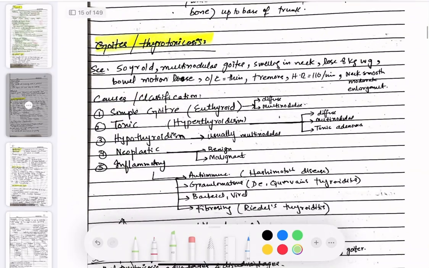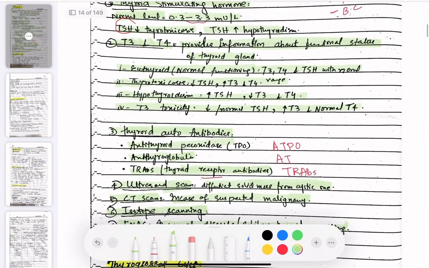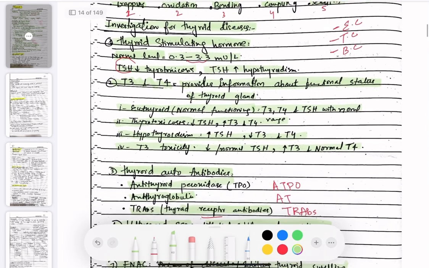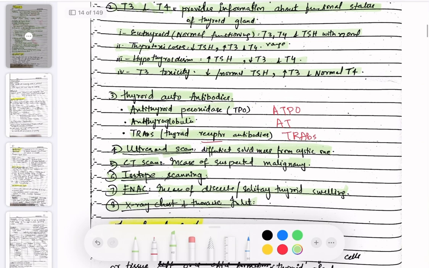Okay, now what is thyroglossal cyst? We should remember this: what is euthyroid, what is thyrotoxicosis, what is hypothyroidism, and what is T3 toxicity, and what are the investigations that are done for the thyroid. These are thyroid autoantibodies, which are anti-thyroid peroxidase, anti-thyroglobulins, and thyroid receptor antibodies.